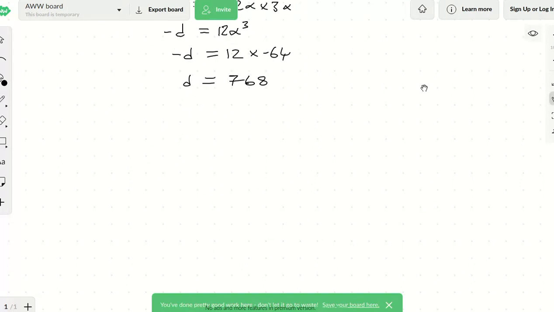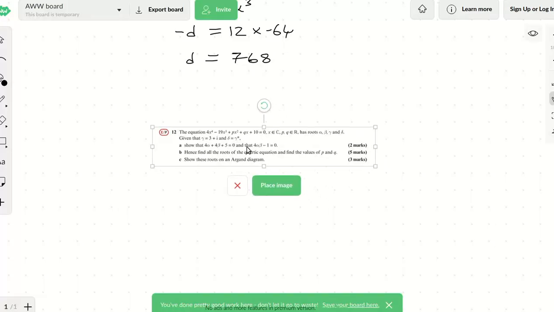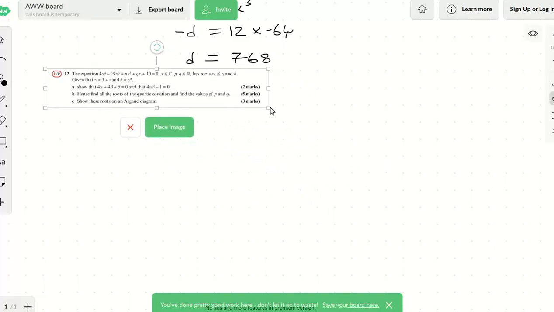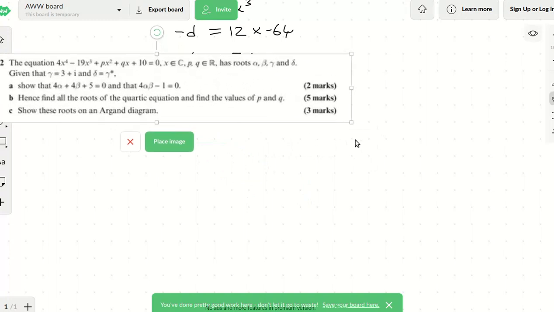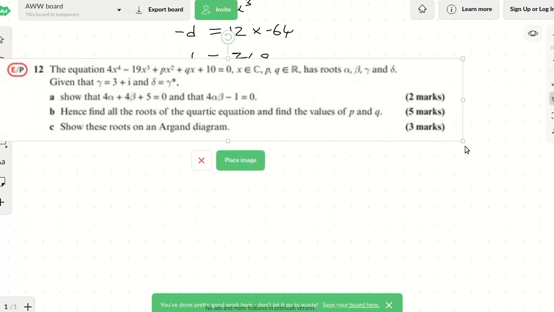Now, I'll show you one of the tougher questions in a second, which is more like exercise 4D, which is coming up, and I want you to get warmed up for that. But first, let's do a quartic one. Okay, so I've just pinched this from the textbook. I think this comes from exercise 4C, question 12. Let's have a little look at this one.